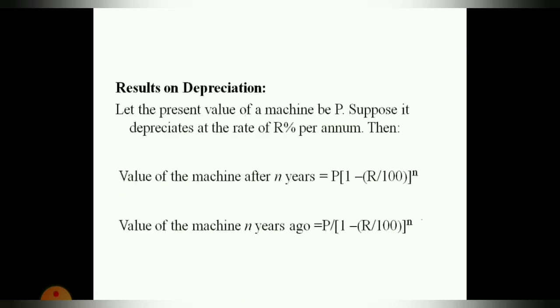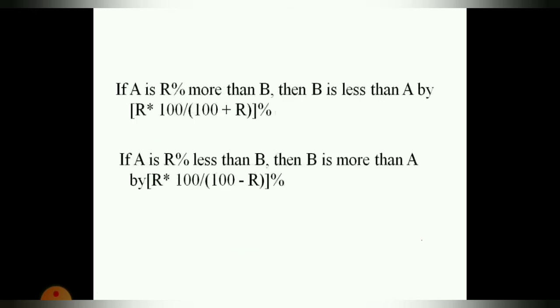So the population after n years and the population n years ago we can calculate using these two results. And results on depreciation: when it comes to machines, suppose the present value of a machine is P, and it depreciates or decreases at the rate of R percentage per annum, then the value of the machine after n years and n years ago can be calculated using these two equations. P into 1 minus R by 100 the whole power n is the value of the machine after n years, and the value of the machine n years ago is P divided by 1 minus R by 100 the whole power n.